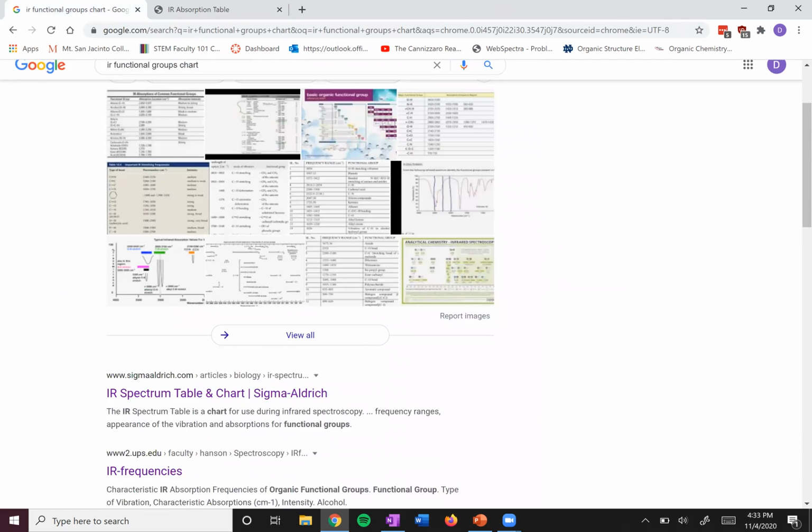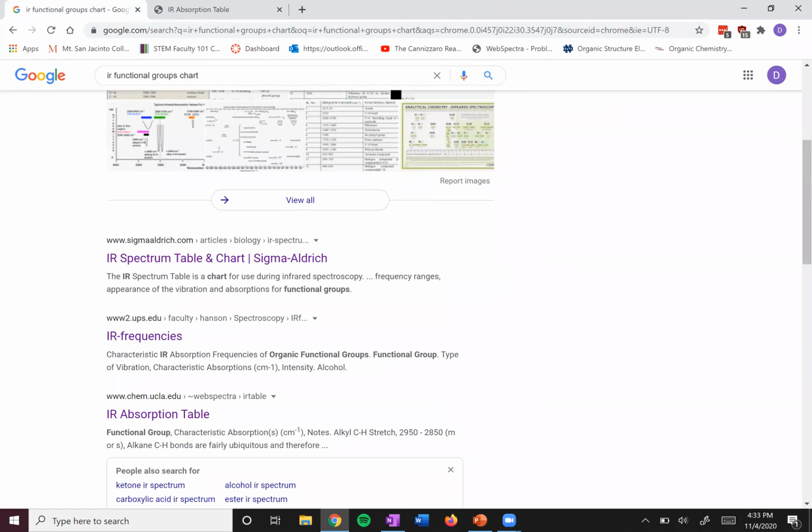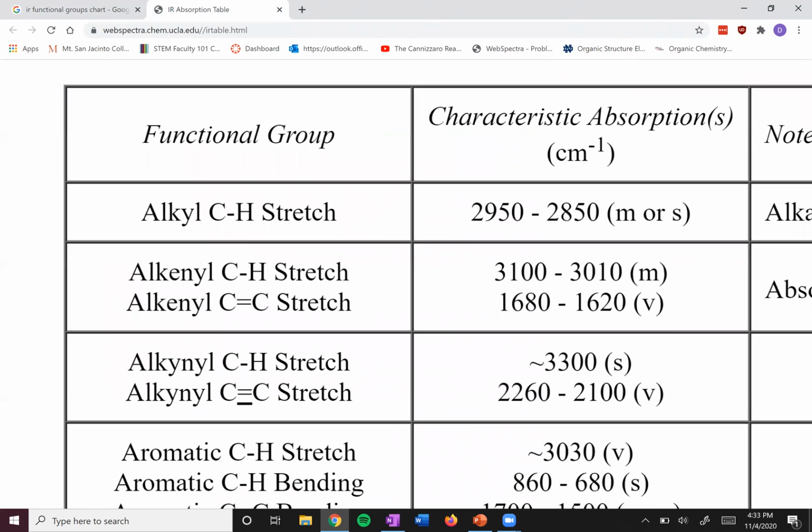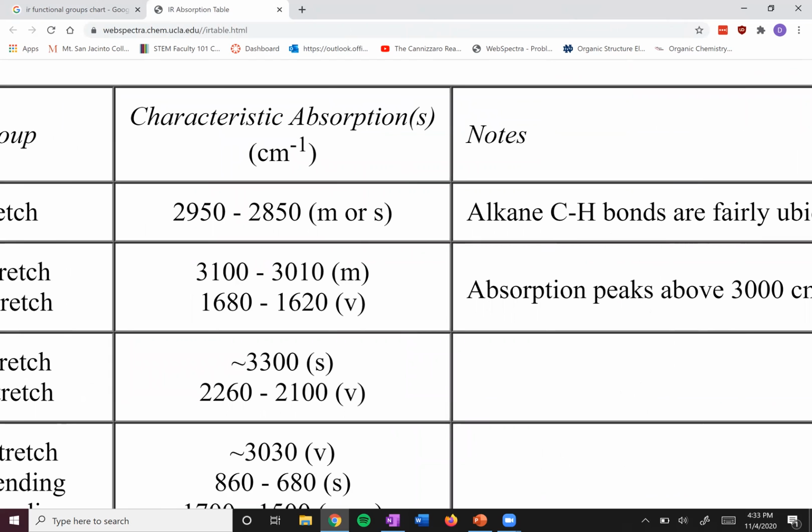And this one came from this third link from this UCLA. So if you Google IR absorption table and UCLA, this one will come up. The reason I like this one is because it's nice, short, and sweet. Right on the left here, you can see which functional group it is. On the characteristic absorption, you can see what wave number it's going to absorb at. The M or S or V stands for the peak strength. So M is a medium peak strength, and so it's not a very big peak. S is strong, which means that it's a really big peak, and V is variable. So it just kind of depends.